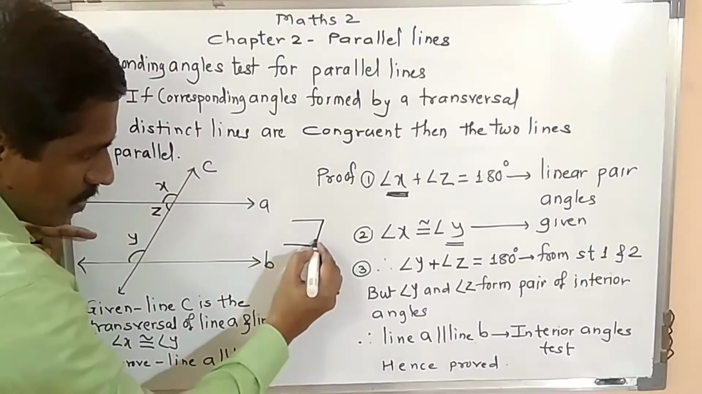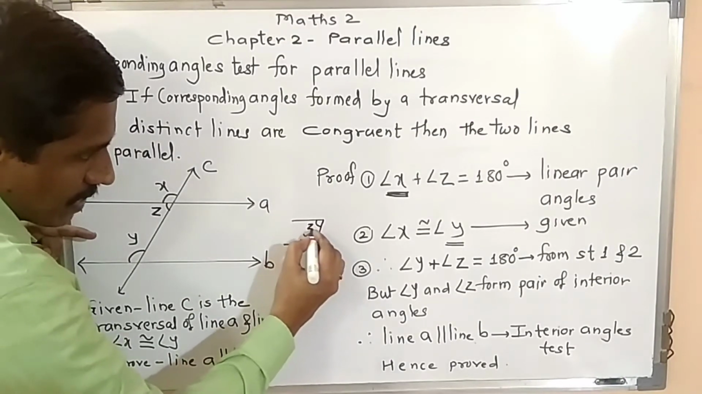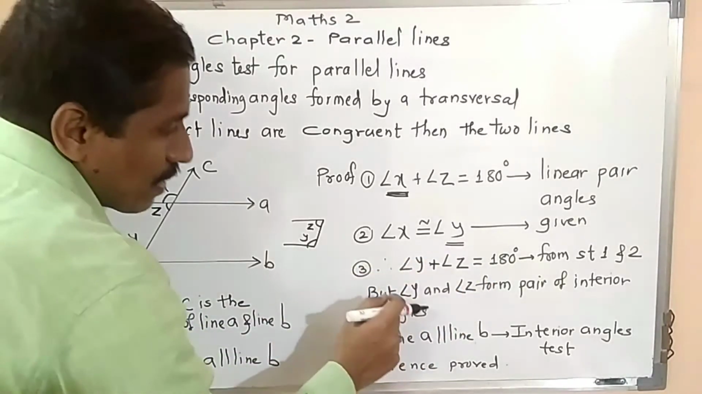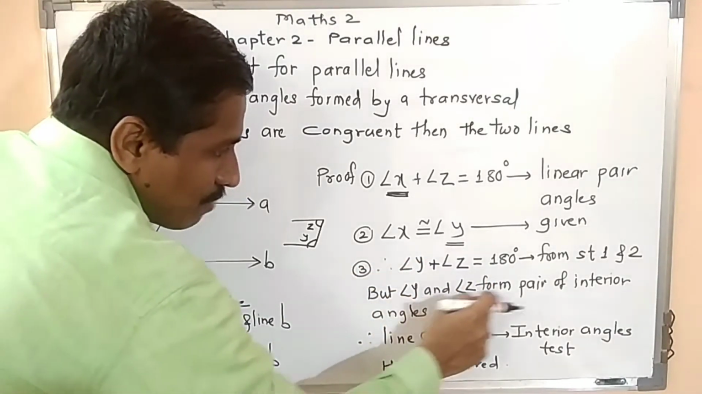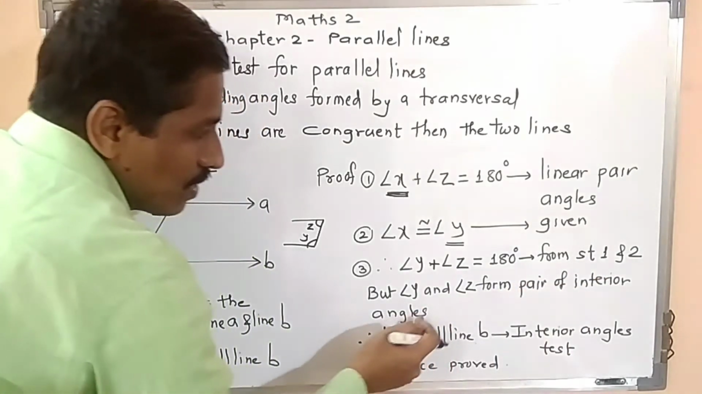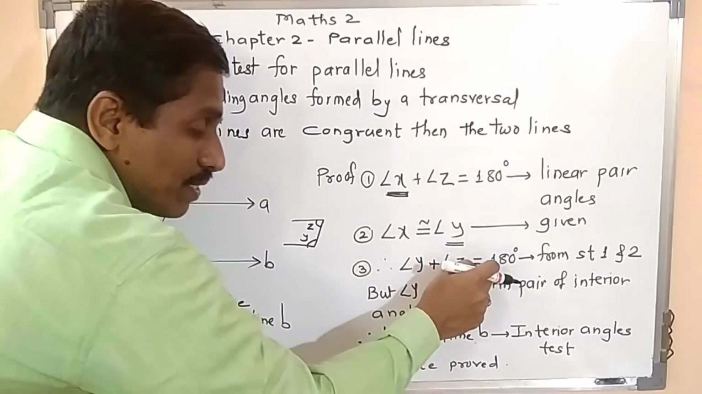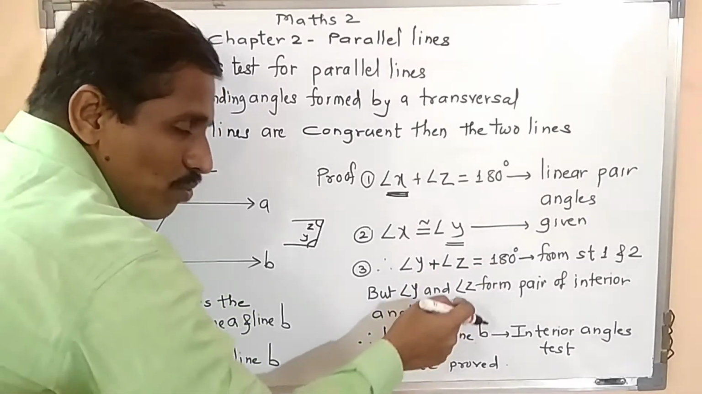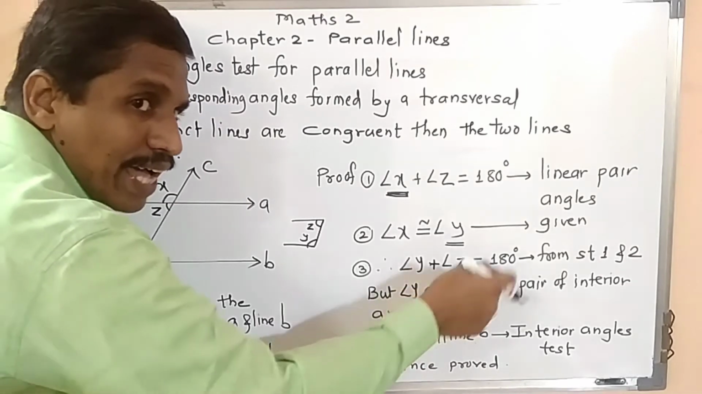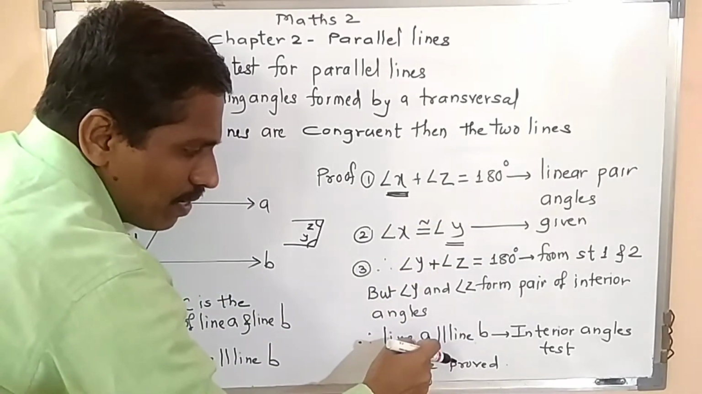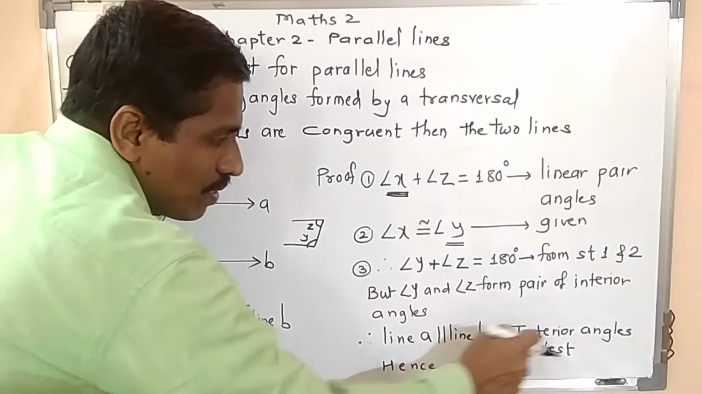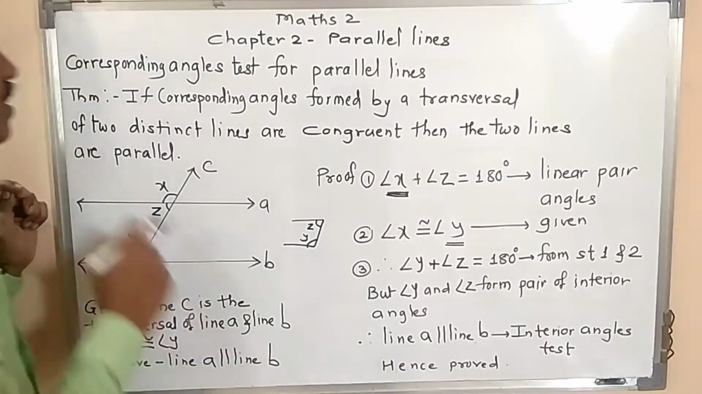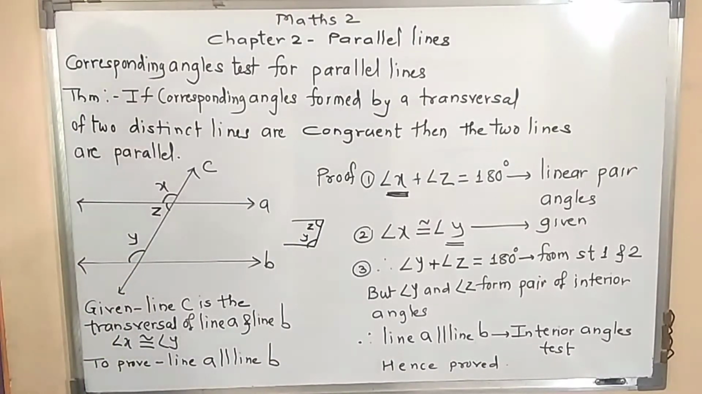See, this is angle Y. This one is angle Z. They form a pair of interior angles. Angle Y and angle Z form a pair of interior angles, which we have proved supplementary. Their sum is 180 degrees. We have proved it in statement number 2. And we know that when interior angles are supplementary, then lines are parallel. Therefore, line A is parallel to line B. Reason: interior angles test. Hence, we have proved the corresponding angles test.